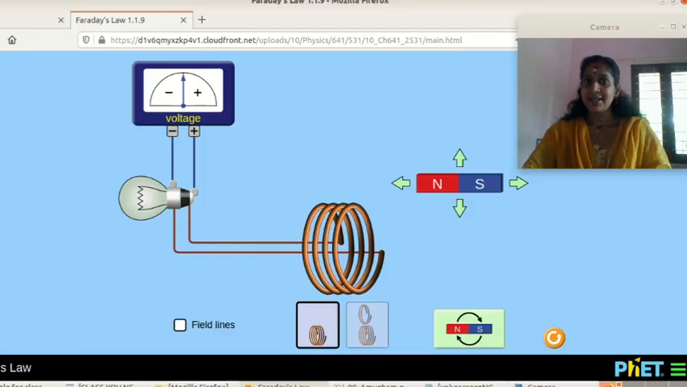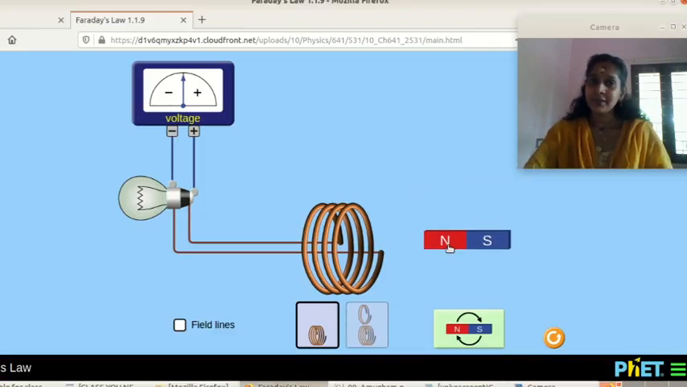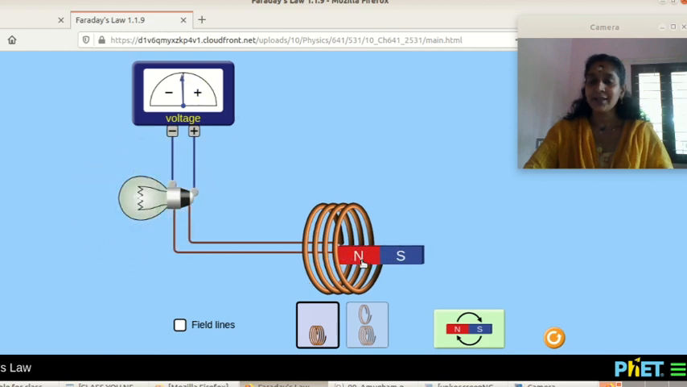We can watch another one. When we insert this magnet into the solenoid, what happens? Current produces and bulb glows. While taking out, what happens? That time also current produces, bulb glows.